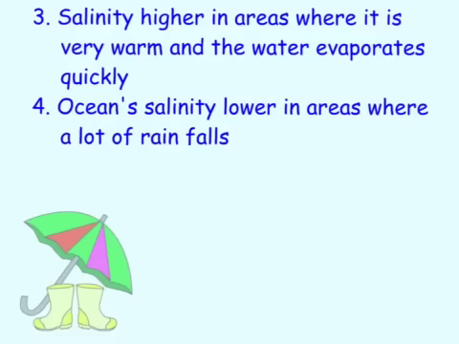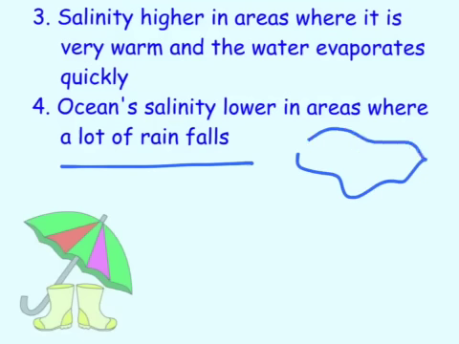The ocean's salinity is lower in areas where there's a lot of rainfall also, because all that rain is fresh water. There's no salt in it, and so it brings the salinity down.